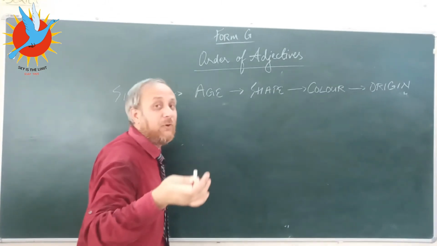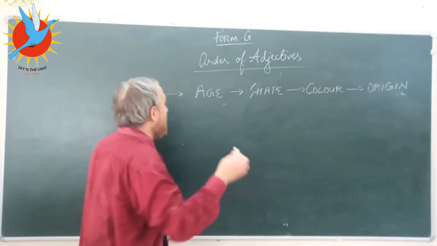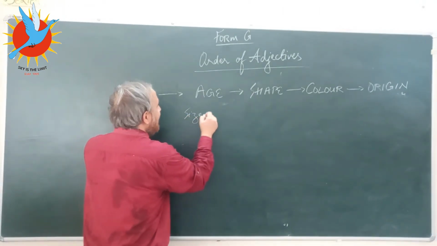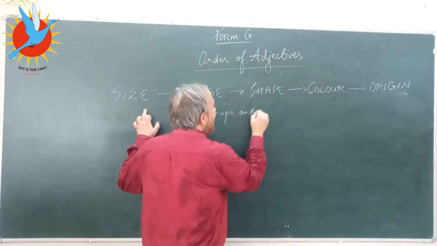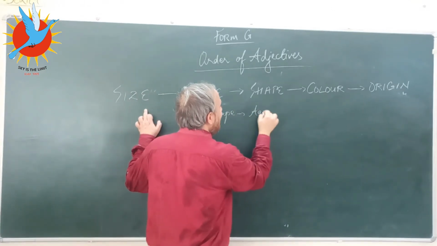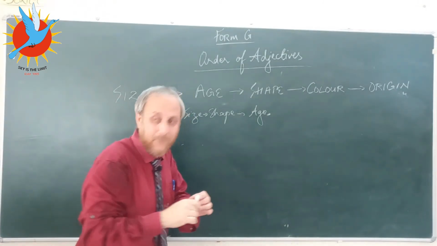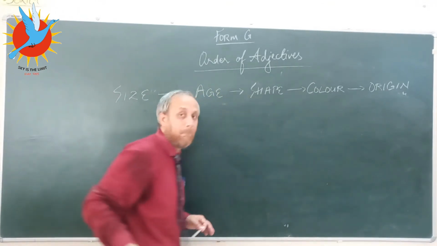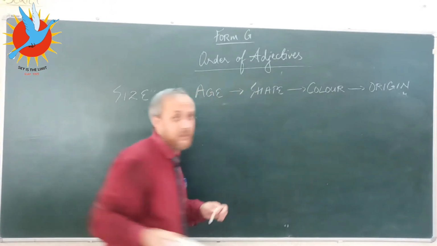In some books, if you refer to other books, then some teachers might tell you that the order is size, shape and then age. This order too is correct. There's nothing wrong with that, but let's follow the order that I have written on the board. So please don't get confused. You stick to this particular order.